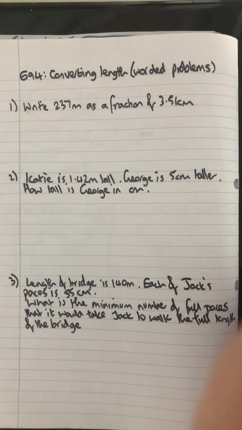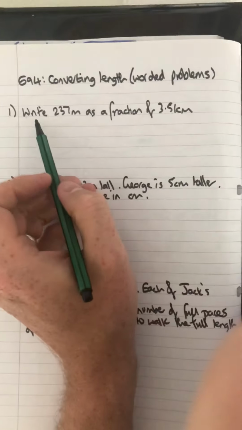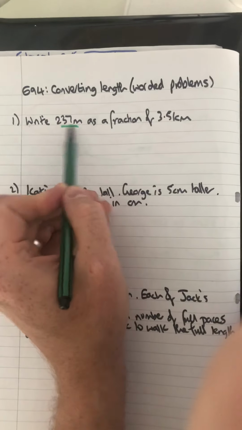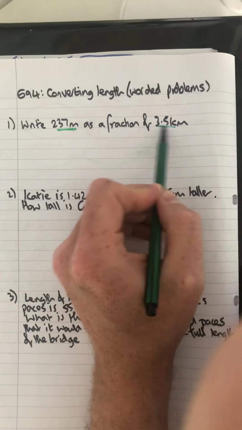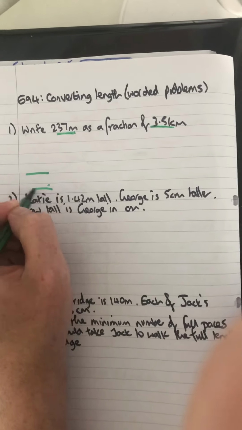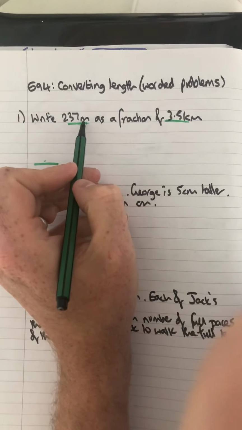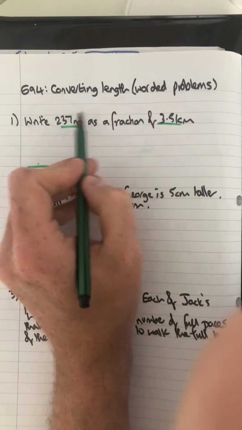Clip 694, converting length, this time worded problems. So, first question, write 237 metres as a fraction of 3.5 kilometres. So we know my answer is going to be something like that. So a number on the top, number on the bottom. Right, what's the problem with these two numbers?